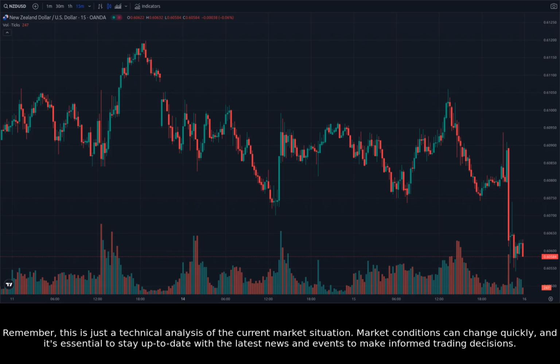Remember, this is just a technical analysis of the current market situation. Market conditions can change quickly, and it's essential to stay up to date with the latest news and events to make informed trading decisions.